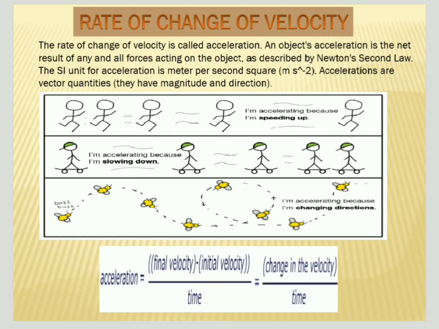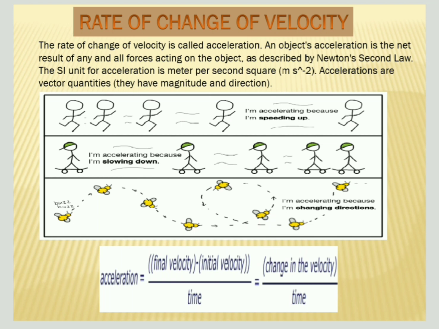Now, what is the rate of change of velocity called, students? Acceleration. The rate of change of velocity is called acceleration. An object's acceleration is the net result of all forces acting on it, as described by Newton's second law. The SI unit of acceleration is meter per second squared. Accelerations are vector quantities, which have both magnitude and direction.